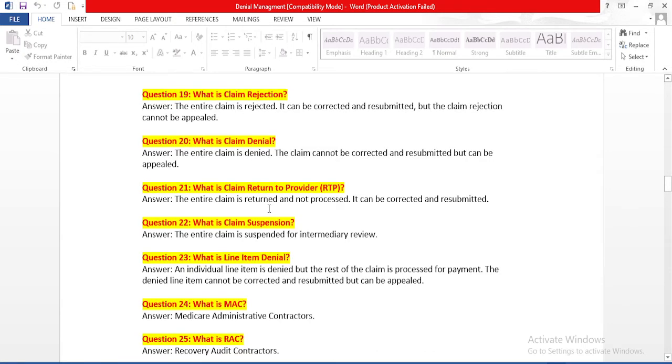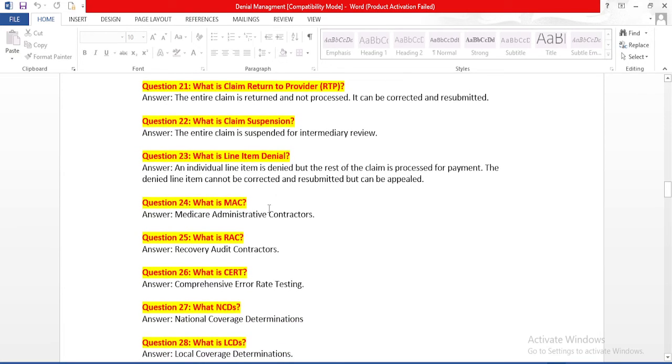Next question, what is claim rejection? The entire claim is rejected. It can be corrected and resubmitted, but the claim rejection cannot be appealed. So what is claim denial? The entire claim is denied. The claim cannot be corrected and resubmitted but can be appealed. What is claim return to provider? Usually we'll call it as RTP. The entire claim is returned and not processed. It can be corrected and resubmitted.